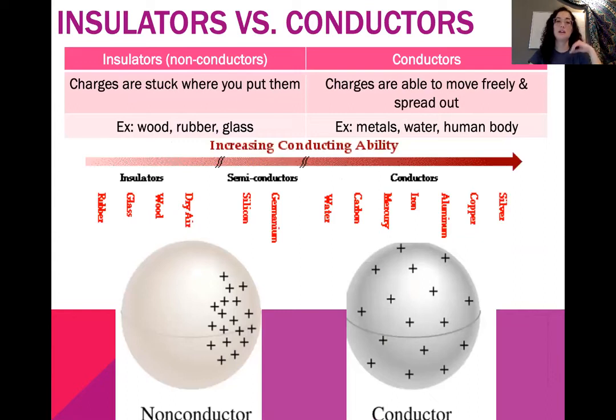Now let's talk a little bit about insulators and conductors. So a conductor, we're going to talk about that first. In a conductor, our charges are able to move about freely, and our charges are really spread out. Okay, some examples include metal, water, and the human body. An insulator, on the other hand, sometimes called a non-conductor, the charges are stuck where you put them. Charges don't move around so readily. Some examples include wood, rubber, and glass.